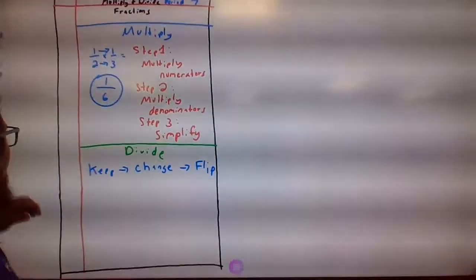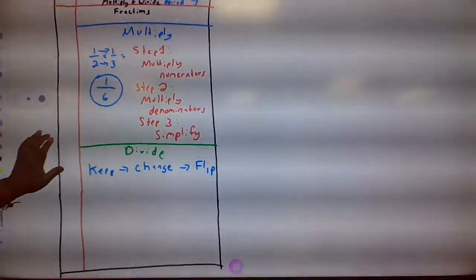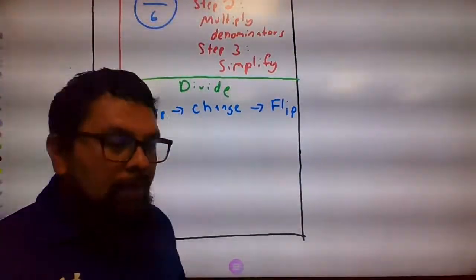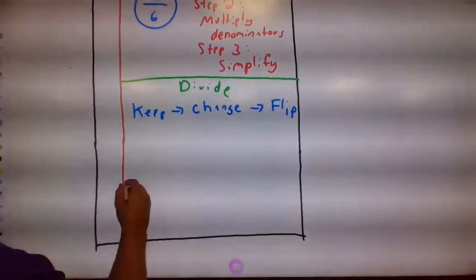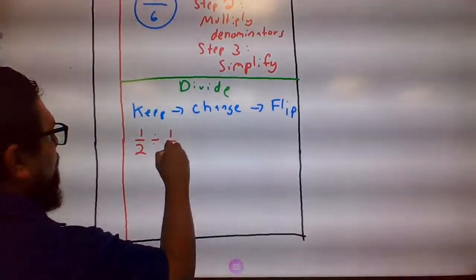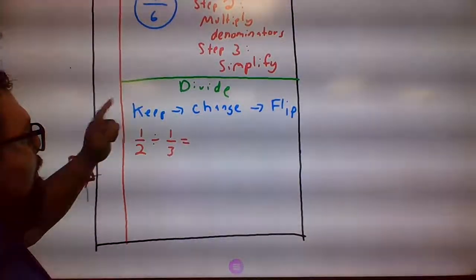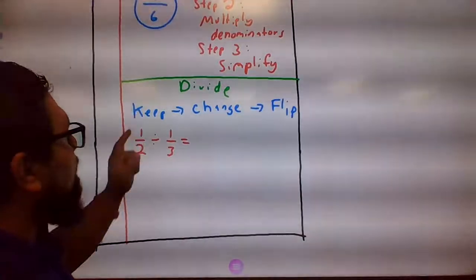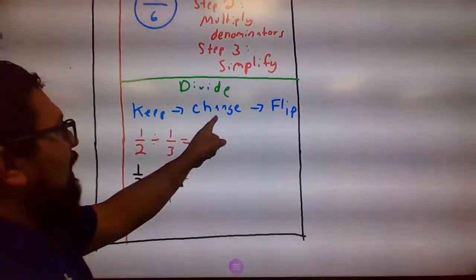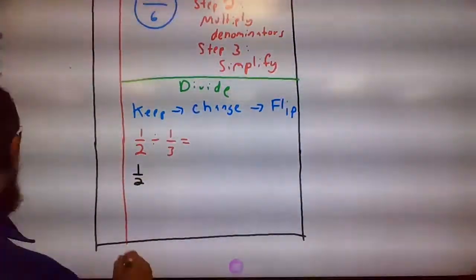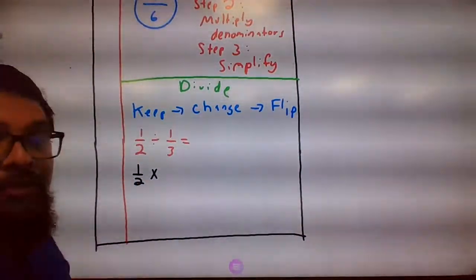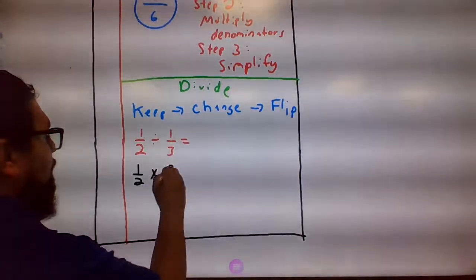Now, when you divide fractions, you're going to go ahead and use keep, change, flip, just like the video you saw. Keep, change, flip. So we have something like this, an example. 1/2 divided by 1/3. Okay, so keep it. That's step 1. Step 1 is keeping the first one the same. We're going to change from division to multiplication. And then we're going to flip the last fraction. Flip it, which is the reciprocal. So now this becomes 3/1.